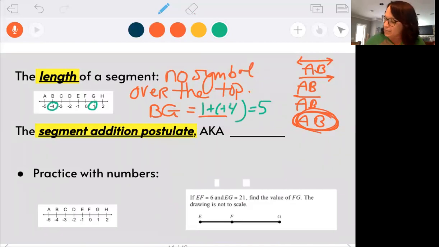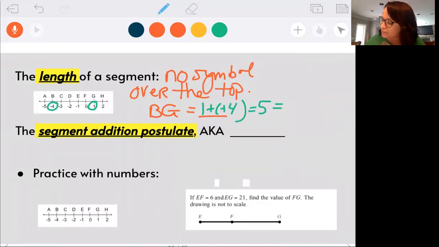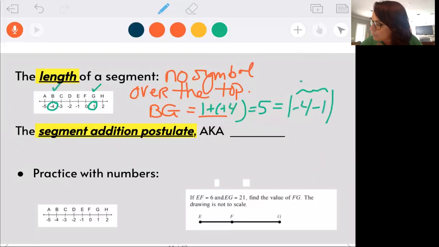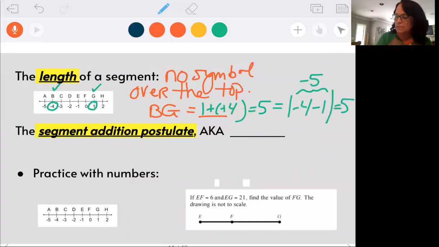Some texts will say it's the absolute value. Remember what that is. Absolute value is always positive. So it doesn't matter if you go left minus right or right minus left. It's the absolute value of what you get when you subtract the 2. And again, by the 2, I mean the 2. I could have done 1 minus -4 or -4 minus 1. Notice when I drop 1 from -4, I'm at -5. Absolute value means distance from 0, which is always positive, which is 5. So that's how some texts teach it.